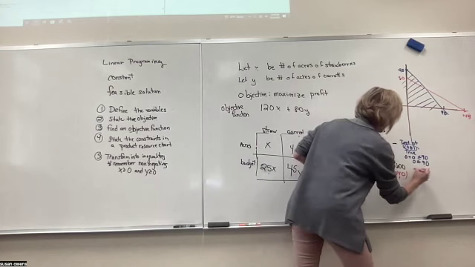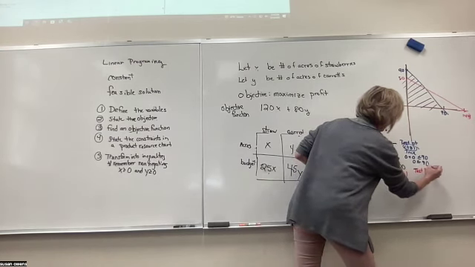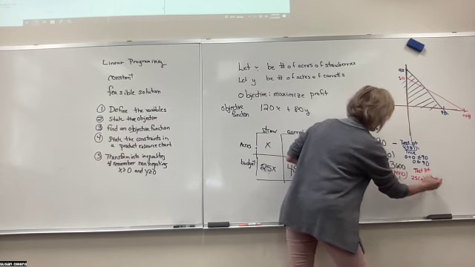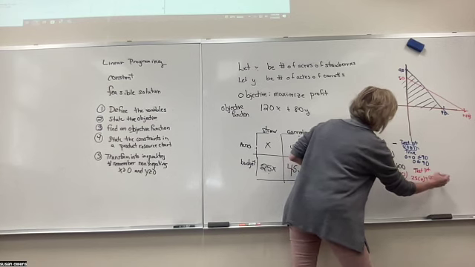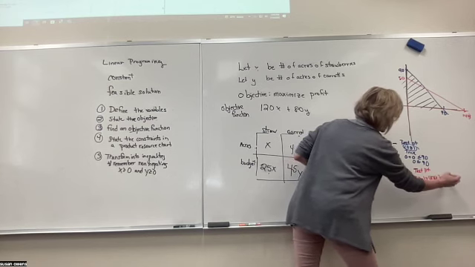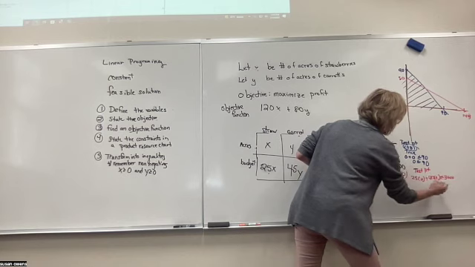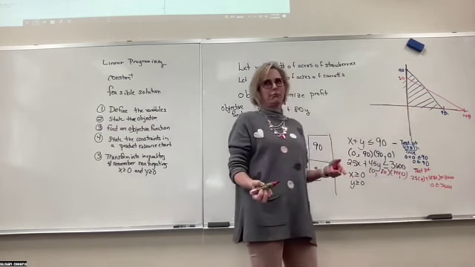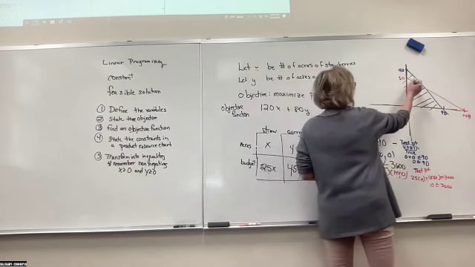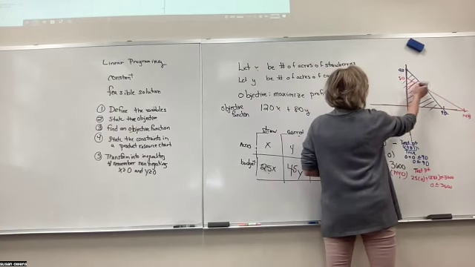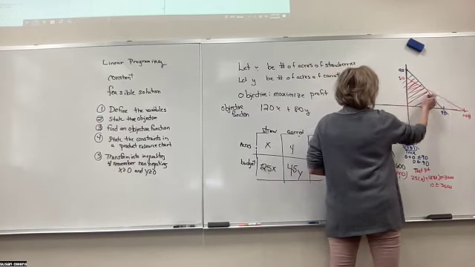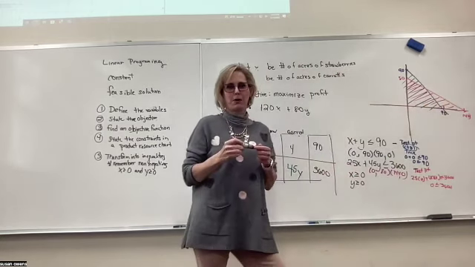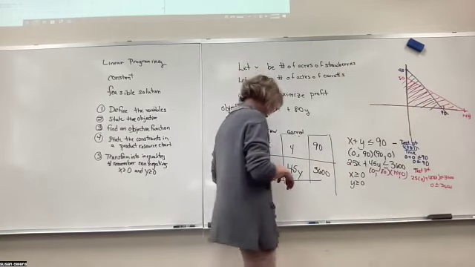Test point. 25 times 0 plus 45 times 0 is less than or equal to 3,600. 0 is less than or equal to 3,600. True. So we're going to shade this test point side of the red line. Okay. Here's where Desmos comes in really handy.